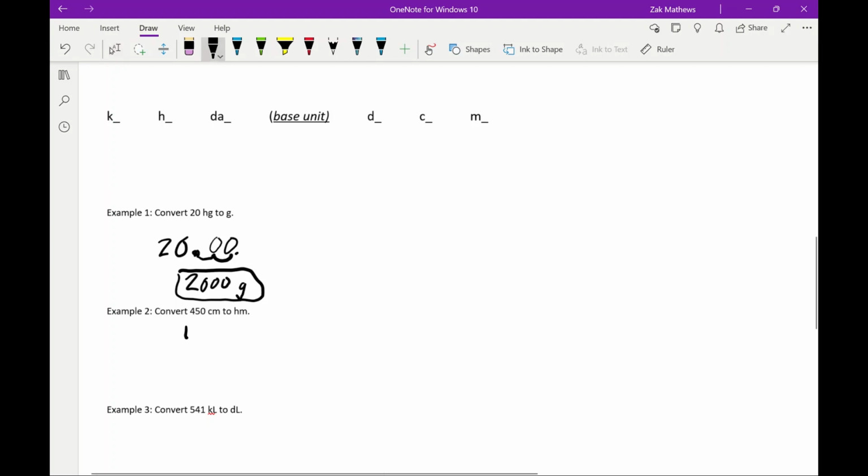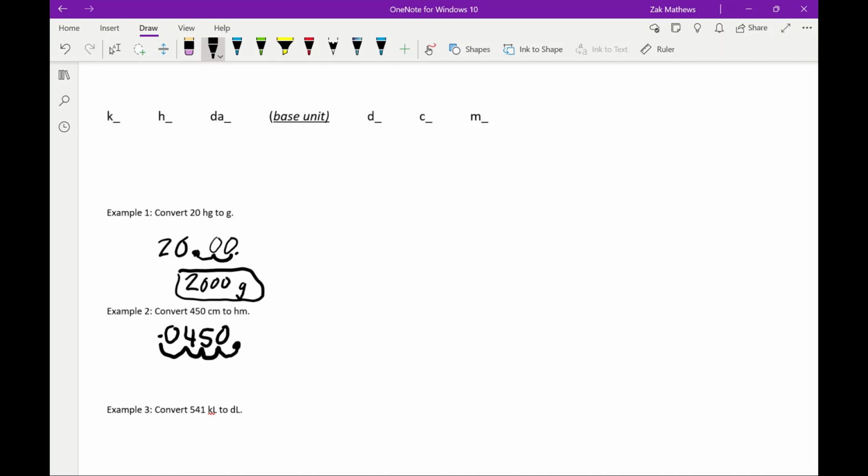Let's take the 450 centimeters. Well, centimeters right here. Hectometers all the way over here. So we got to go 1, 2, 3, 4 units to the left. Decimal once again starting at the back, but I'm going to count to the left. 1, 2, 3, 4. And just like before, we have to move across one of those zeros.